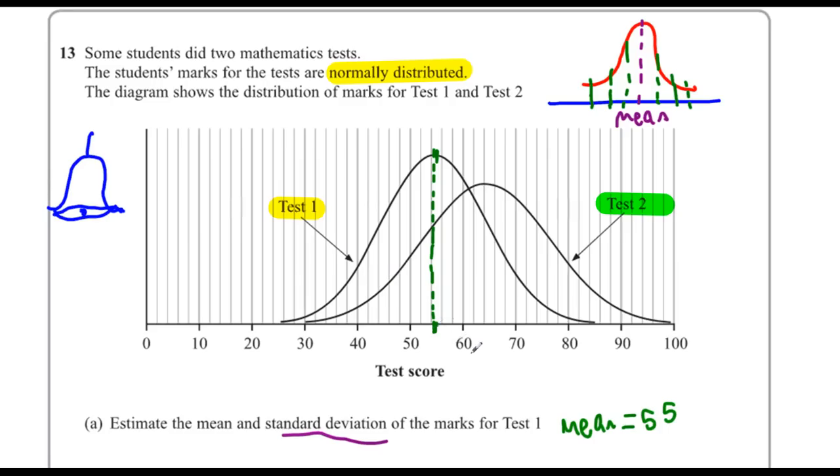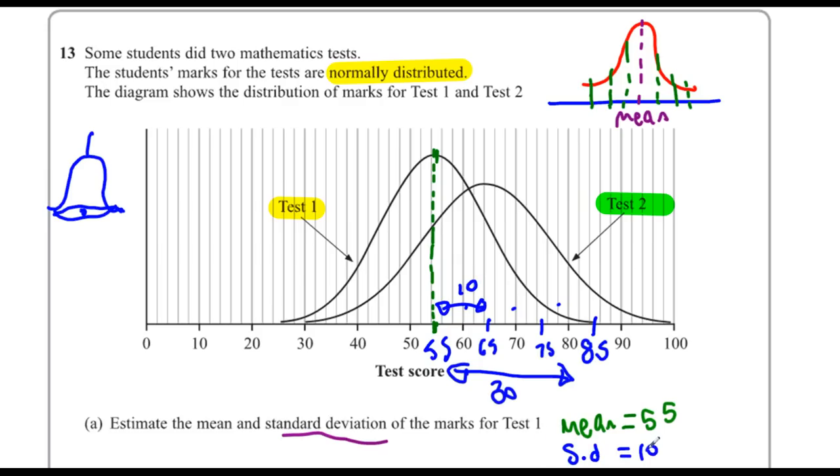So from 55, if we go to 85, then that is a gap of 30. Remember I said we were going to split this gap up into 3? 1, 2, 3. Okay, 65, 75. 1, 2, 3. So we've split up our data, and that means that the standard deviation is this gap here, which is 10. Okay, SD for short, 10.